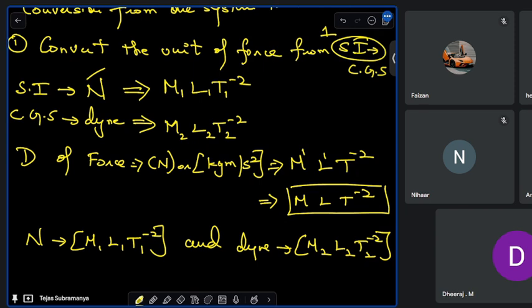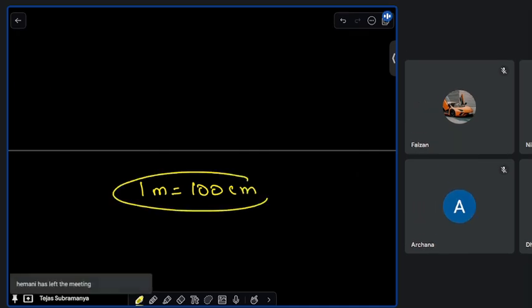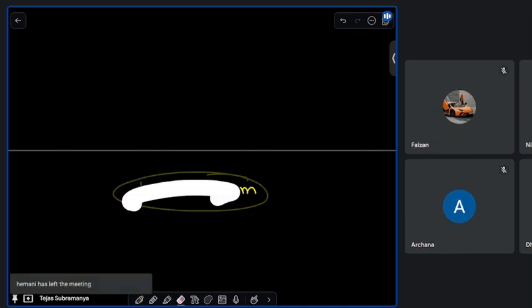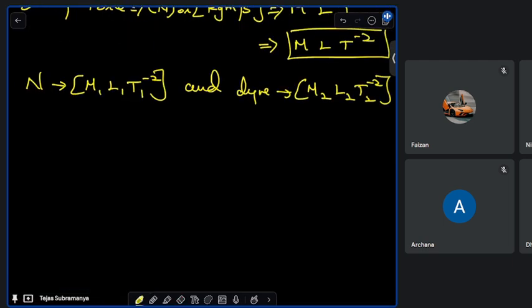Which one is bigger? Meter is bigger. We obviously know that 1 meter is equal to 100 centimeters. Correct? So, how do I know this? Because SI is obviously greater. So, understand, we'll follow the same logic here. Whatever is greater will have the left-hand side.